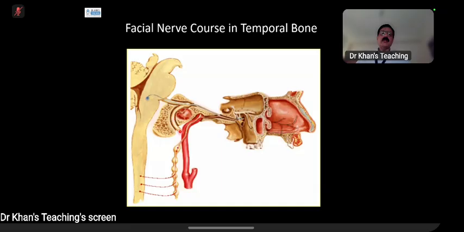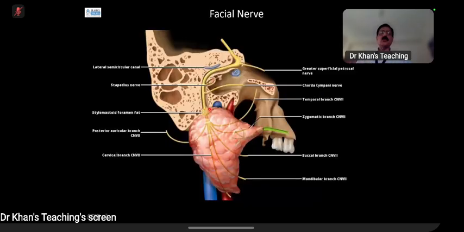Where it goes vertically down, this is known as the mastoid portion of the facial nerve. It passes through the stylomastoid foramen and then goes into the parotid gland. At the parotid gland, it will give its terminal branches. So this diagram tells you the same thing once again.